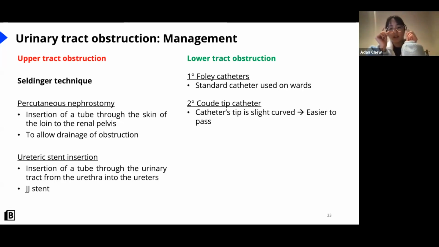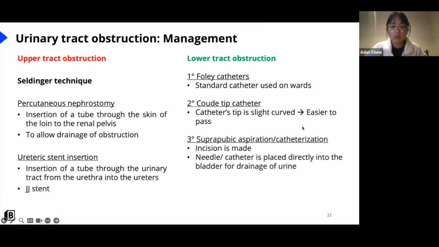Sometimes you can get varying sizes of those as well. And it's kind of like a cannula. The higher the number, the smaller the diameter of the tube, which makes it a bit easier to put in. And obviously, if a Coudé tip catheter fails, you would think about suprapubic aspiration or catheterization, where you make an incision directly in the suprapubic region of your tummy, and then you put a needle or a catheter in to drain the urine directly. Obviously, you would involve urology, as I've said.